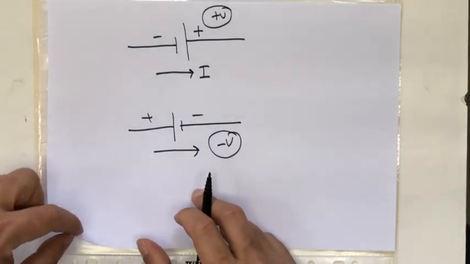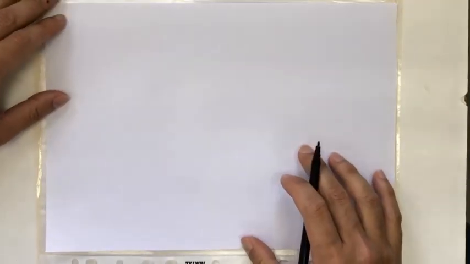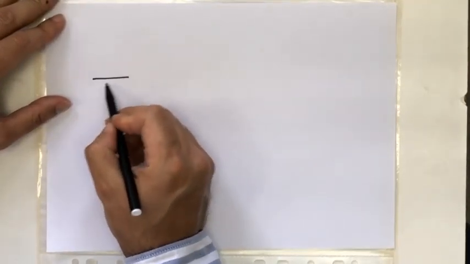Let's give an example and solve it using the loop law. Let's say we have a battery and 3 resistors like that.